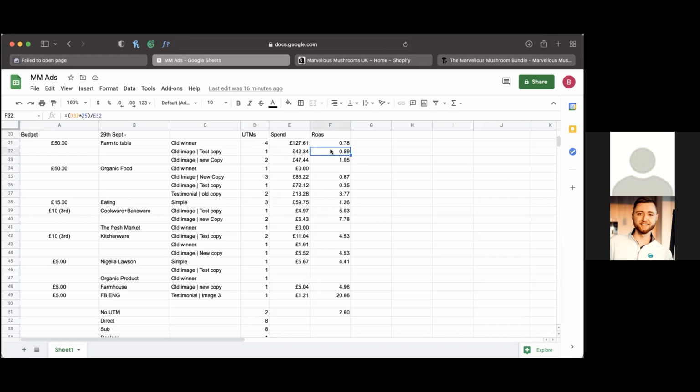Okay. How many days has it been? 29th. So yeah, 5 days now. Okay. Then just go back to the previous budget. The offer might not be as scalable. Right. Okay.